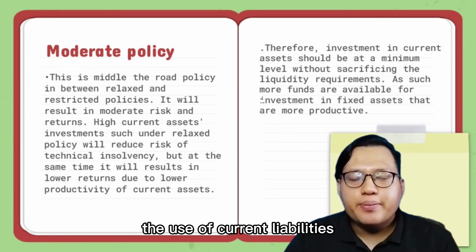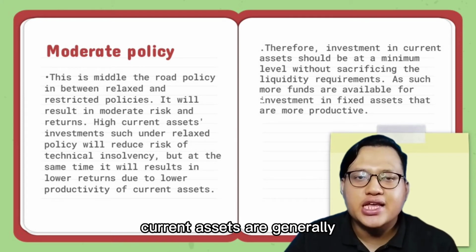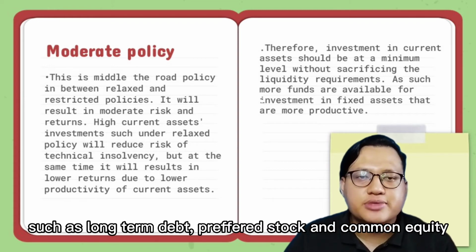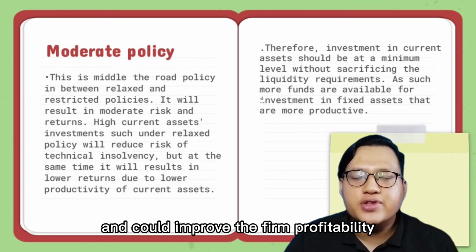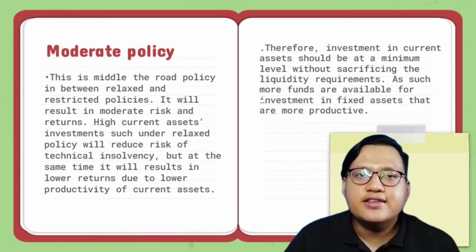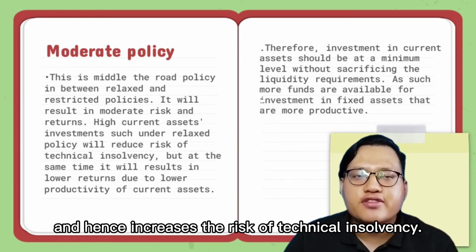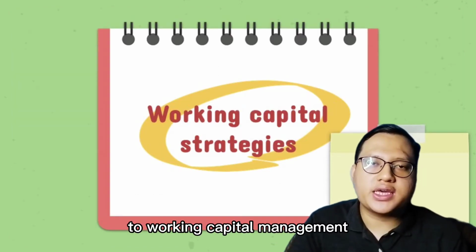The use of current liabilities or short-term financing to finance current assets is generally less expensive than long-term financing, such as long-term debt, preferred stock, and common equity. Short-term financing represents a relatively lower cost of capital and could improve the firm's profitability. Consequently, aggressive use of short-term financing leads to a decrease in net working capital and hence increases the risk of technical insolvency. So next, we move to the approaches to working capital management.